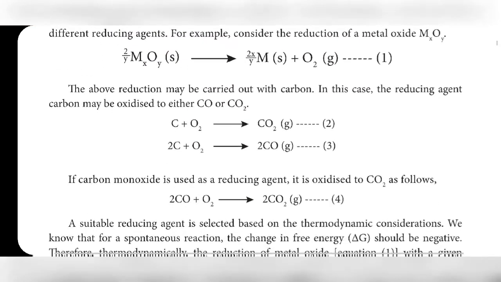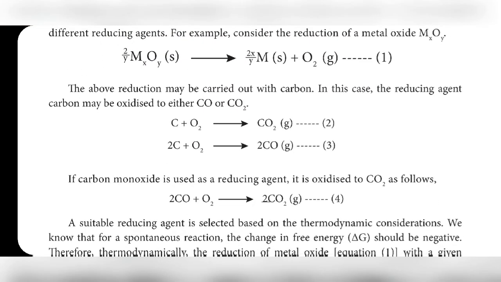The above reductions may be carried out with carbon. In this case, the reducing agent carbon may be oxidized to either carbon monoxide or carbon dioxide. That means metal oxide is reduced to metal. Here the reducing agent may be carbon.